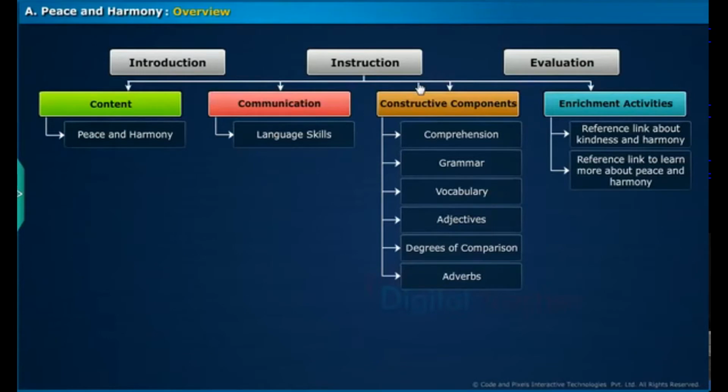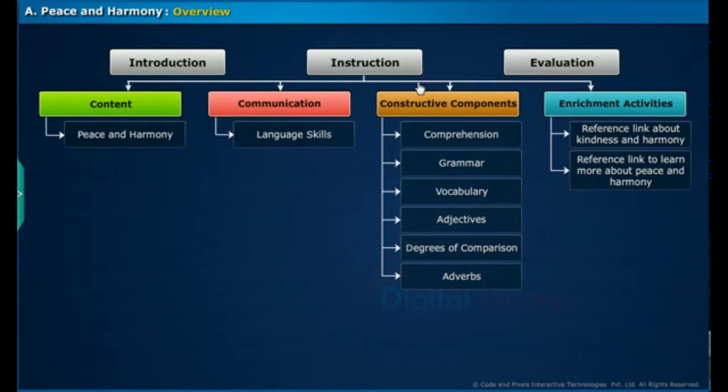Overview. Let us have a look at the overview. The overview slide consists of 3 sections, namely Introduction, Instruction, and Evaluation. The Introduction section is meant to motivate the student to learn the lesson. The Instruction section divides the contents of the lesson into 4 subsections. They are Content, Communication, Constructive Components, and Enrichment Activities.